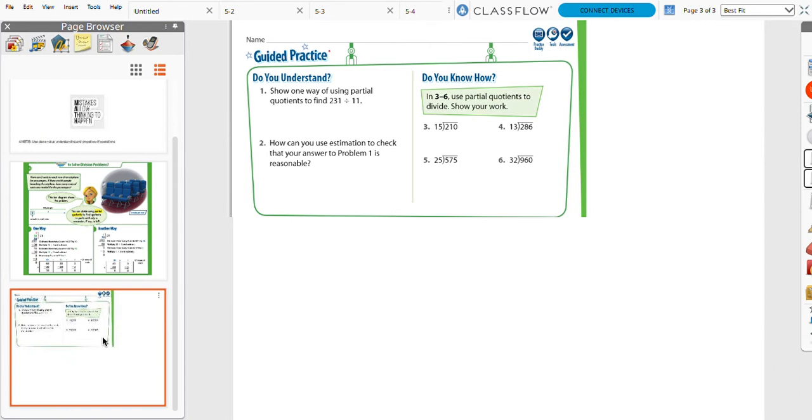So let's look at number 3 on your independent practice. This is going to be on page 336.